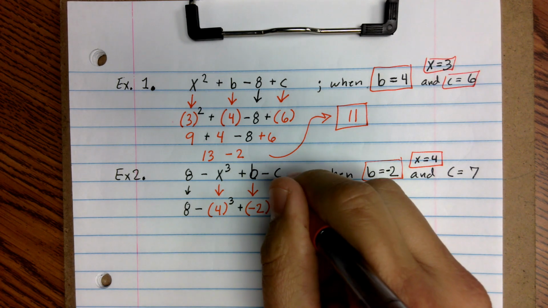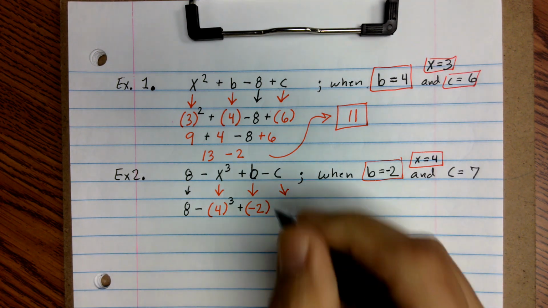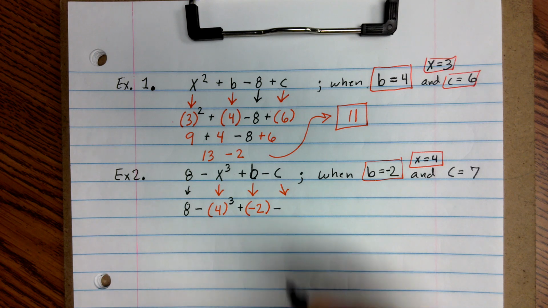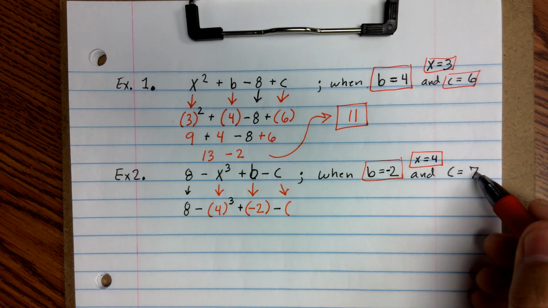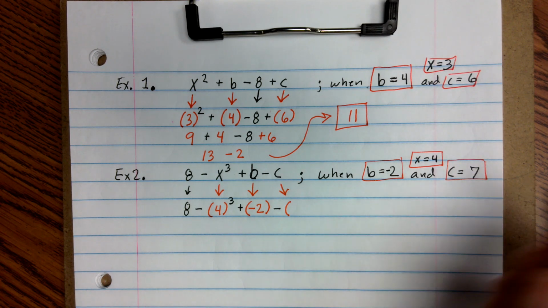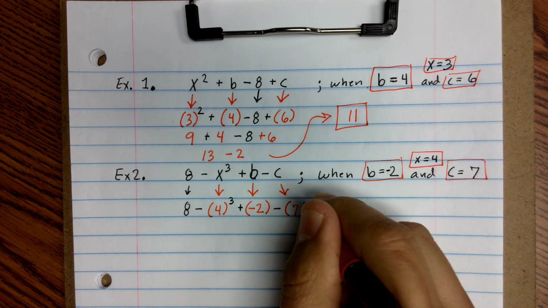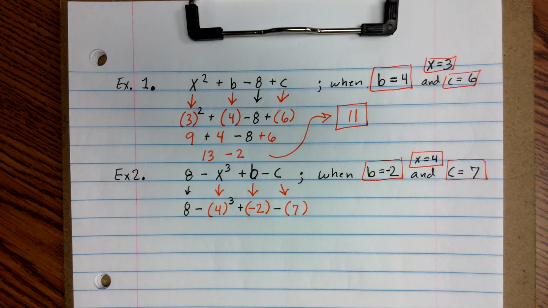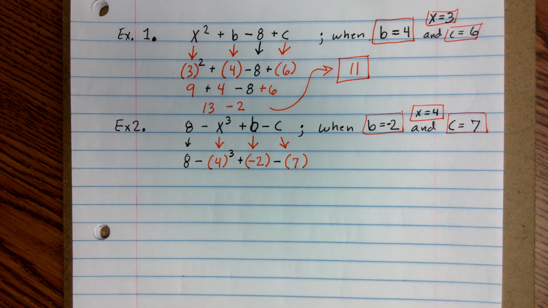Then I'm going to go ahead and bring down c. So this is minus my c value. And my c value is 7. It says c equals 7. So put a 7 in there. And now we're just ready to do the math. Now I'm going to move this up a little bit because I'm going to do it by hand first, and then we'll check it with the calculator.